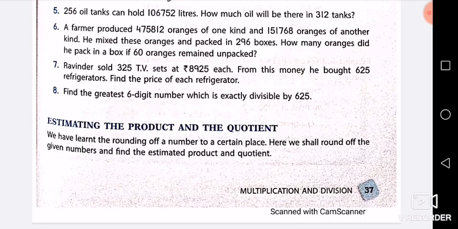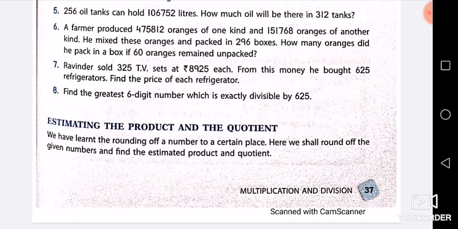Now how many oranges did he pack in a box, if 60 oranges remain unpacked? Now 60 oranges were left out which were not packed in 296 boxes. So you have to find out how many oranges were packed in one box. Now what is the question here?